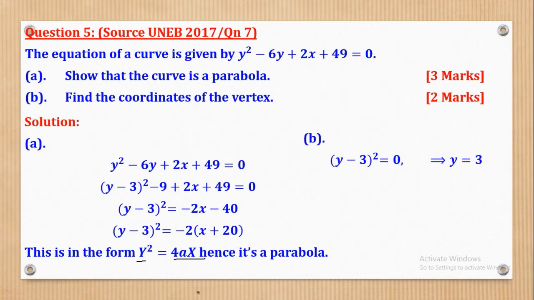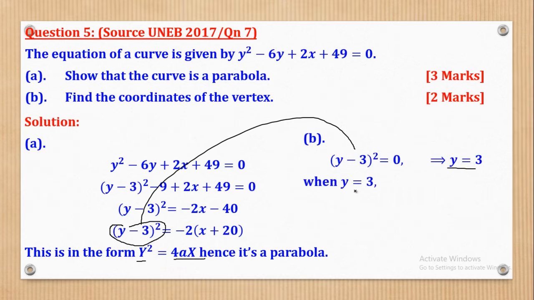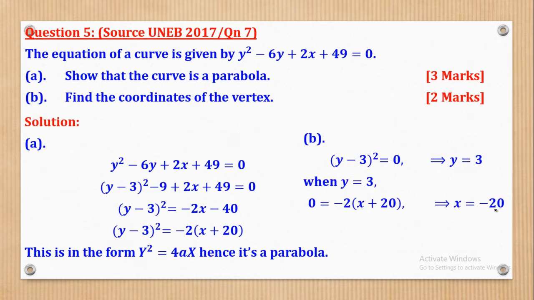Then for the vertex, you have to first get the line of symmetry. For the line of symmetry, you set this part which is squared equal to 0 to come up with the value of y. Therefore, when y is 3, what is the value of x? x will be negative 20. So what does that mean? It means that the vertex is (3, negative 20).